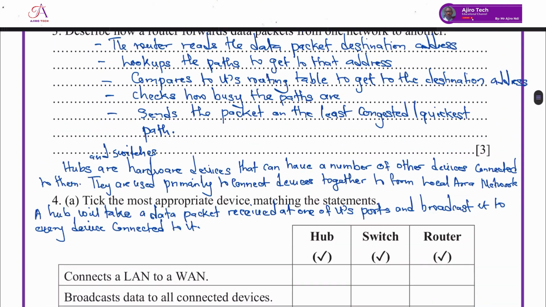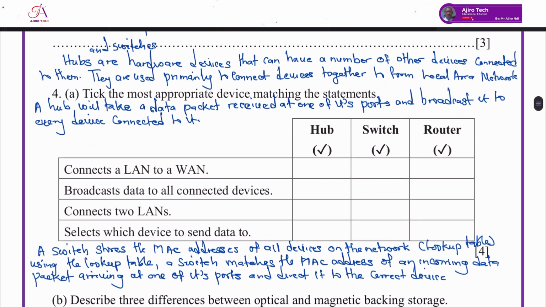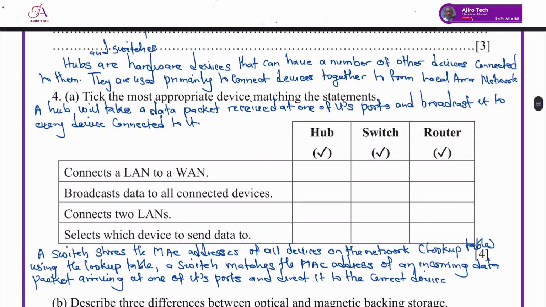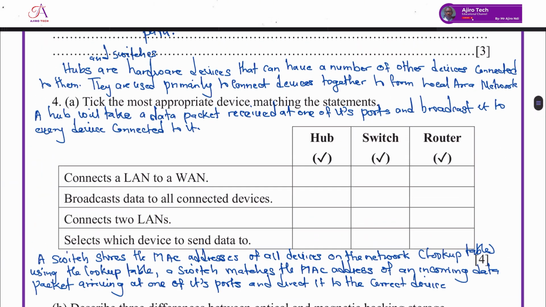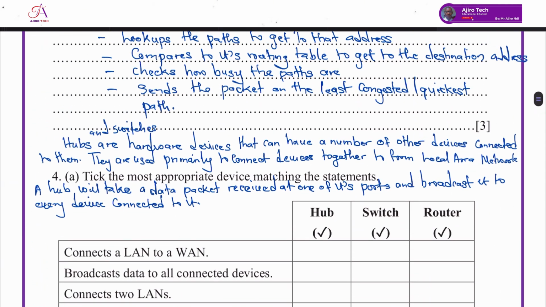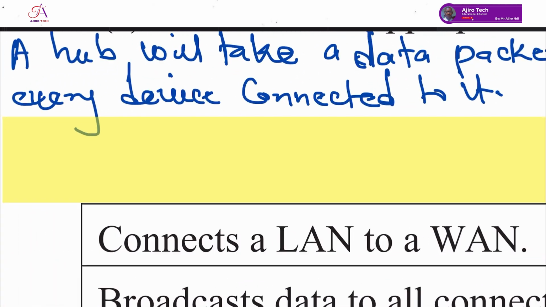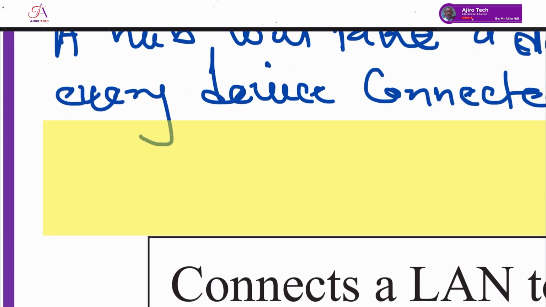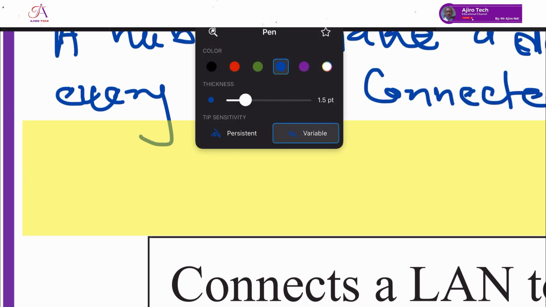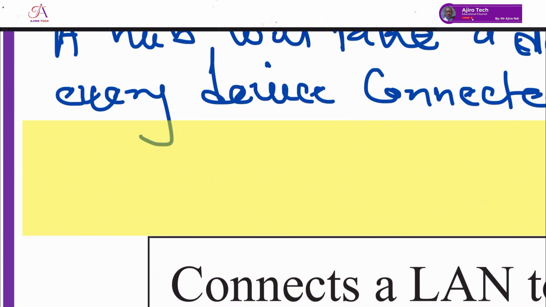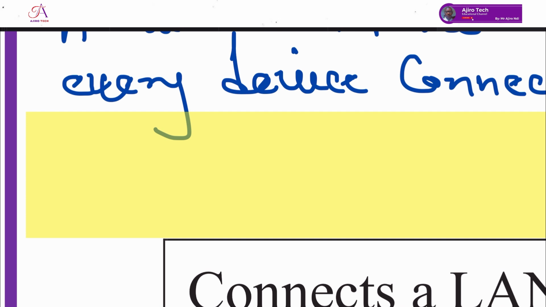For the router, where am I going to put the router now? I think I'll put the router here. That simply means I'm going to have to zoom in a little. So for the router, I'll probably use a different color.